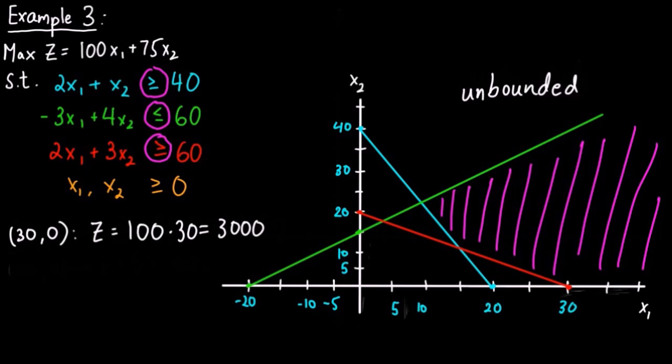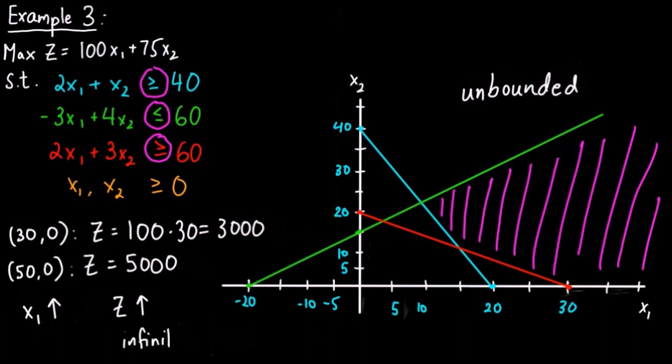So now let's take another point inside the feasible region. Let's say (50, 0). Then the z value will be 5,000. So if we continue increasing our value for x1, then our z value will continue to increase. This means that we can continue to increase z for as long as we want. So this means we have an infinite profit. And because of that, we have an unbounded solution.